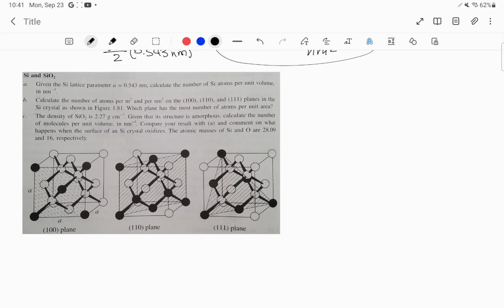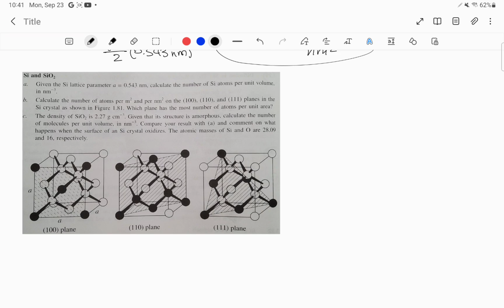Now, part C says the density of silicon dioxide is 2.27 grams per cubic centimeter. Given that its structure is amorphous, calculate the number of molecules per unit volume in cubic nanometers. You want to compare your result with A and comment on what happens when the surface of the silicon crystal oxidizes. The atomic masses of Si, silicon, and oxygen are 28.09 and 16, respectively.